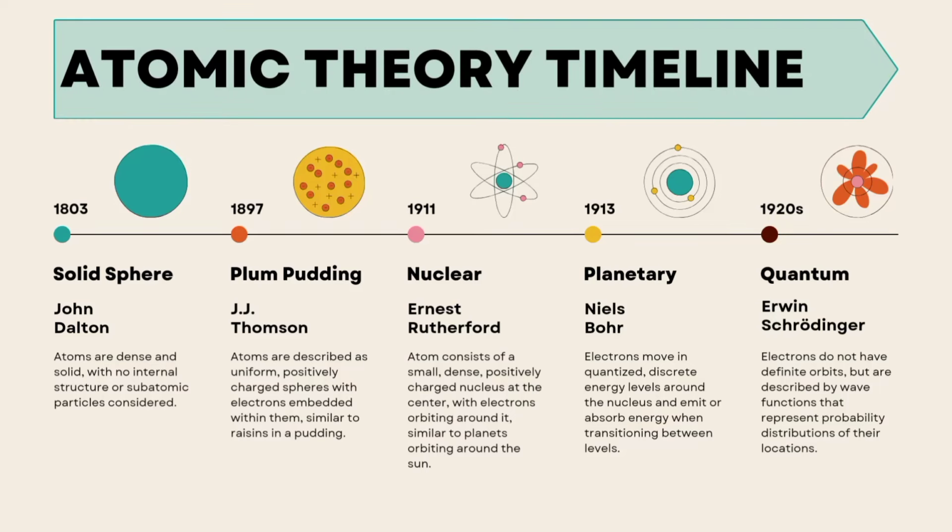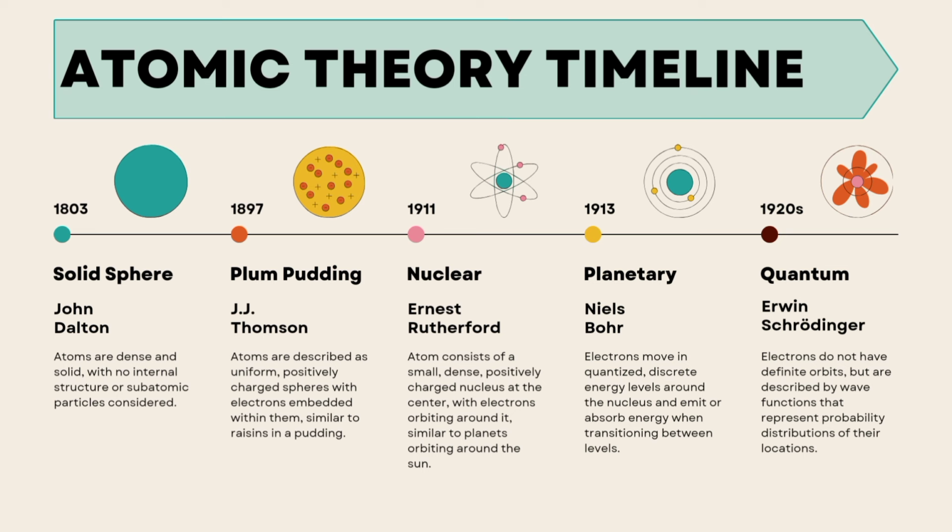Atomic Theory Timeline. 1803, Solid sphere, Dalton: atoms are dense and solid, with no internal structure or subatomic particles considered. 1897, Thomson: atoms are described as uniform, positively charged spheres with electrons embedded within them, similar to raisins in a pudding. 1911, Nuclear, Rutherford: the atom consists of a small, dense, positively charged nucleus at the center, with electrons orbiting around it, similar to planets orbiting around the Sun.